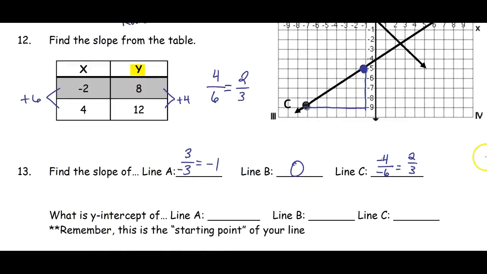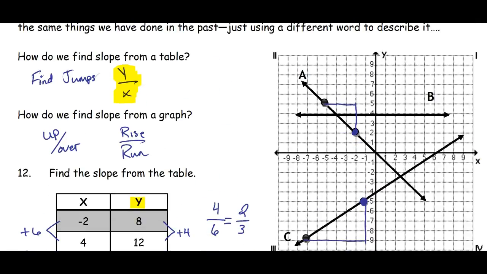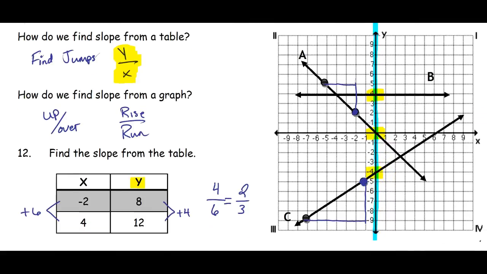Okay, remember, what is the y-intercept of line A? Okay, this is the starting point of your line. It's where it crosses your y-axis. So if your y-axis is this big line right here, you're looking for where the graphs cross. So line A crosses right here, line B crosses here, and line C crosses here. So let's go look at the bottom.